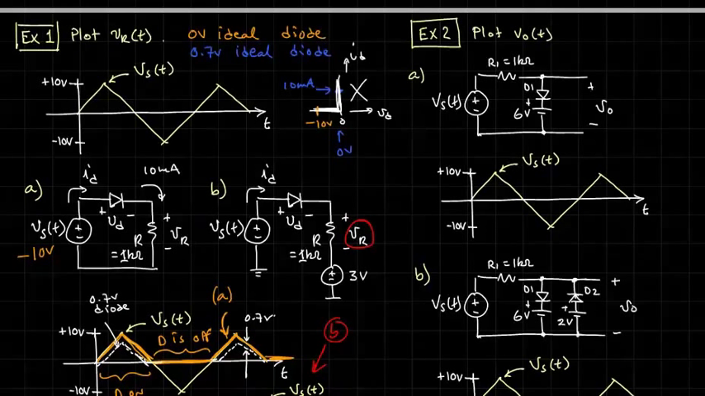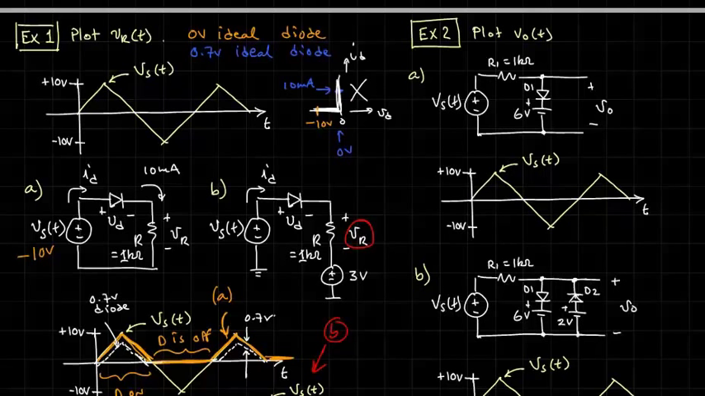Okay, let's look at example 2. Here we have a voltage source and a resistor, like a Thevenin network, and we're asked for the voltage across that Thevenin network, but there's a little caveat. We have this diode D1 in series with a 6-volt battery that is hanging across it. And we're asked again to plot a voltage, in this case Vout.